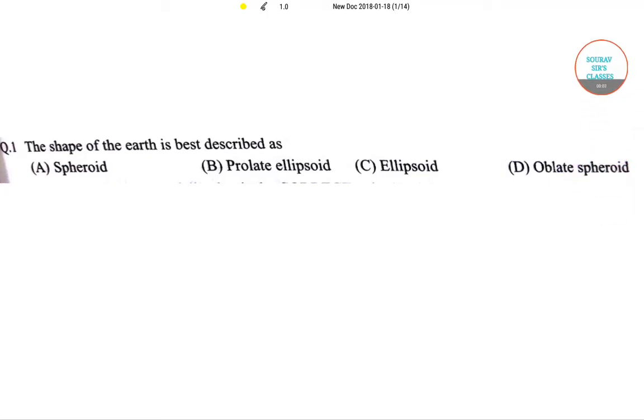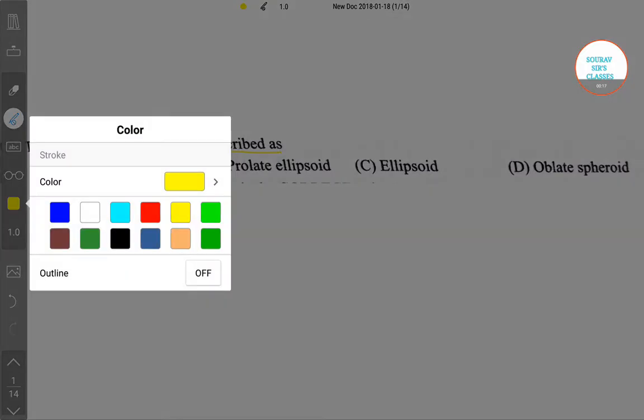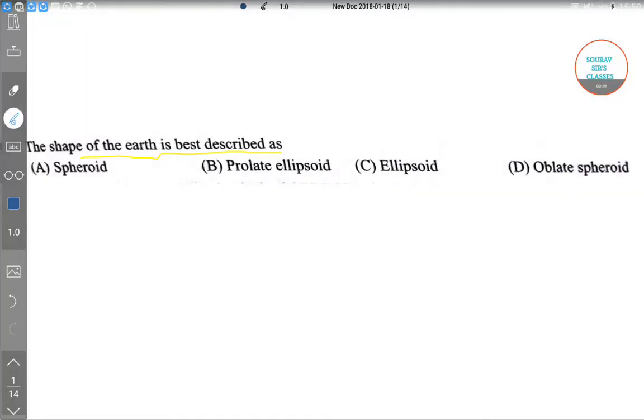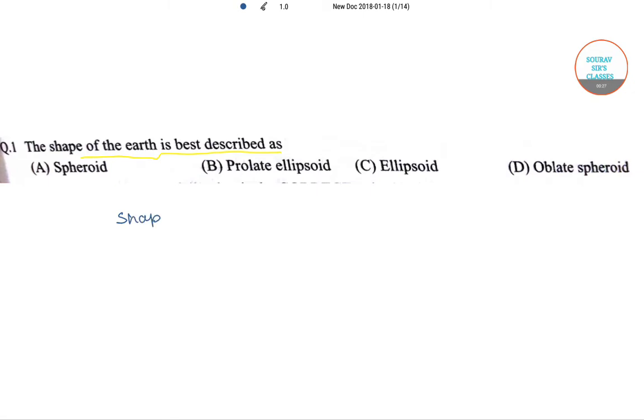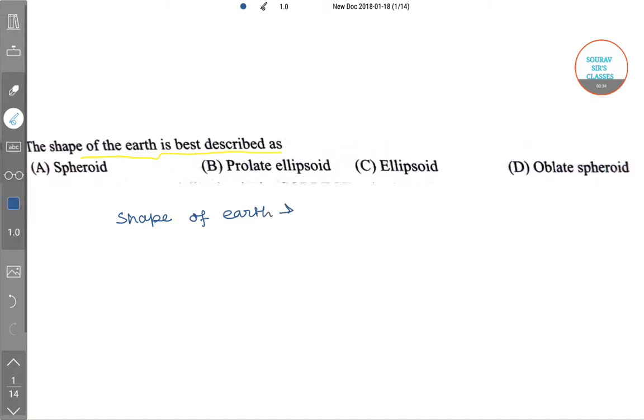Today we have a question on geophysics, and the question we have asked here is about the shape of the earth. So the question is about the shape of the earth. I'm just changing my pen color first, and I want to tell you what the shape of the earth actually is. Now, the earth is a sphere shape.